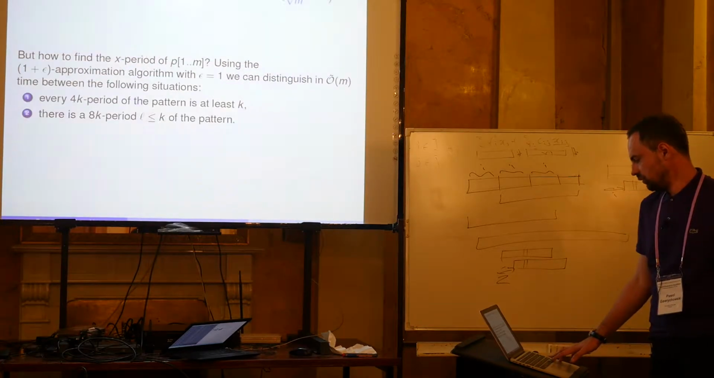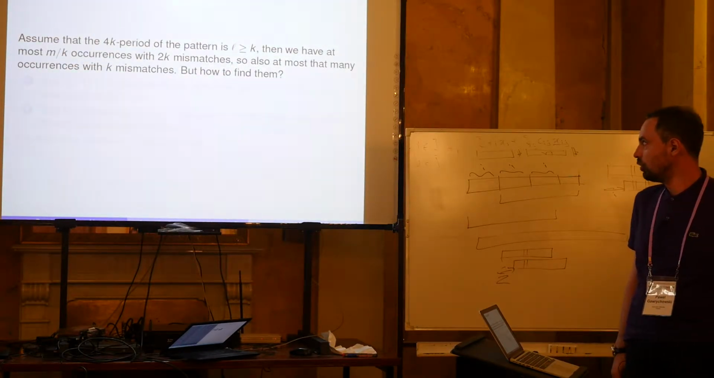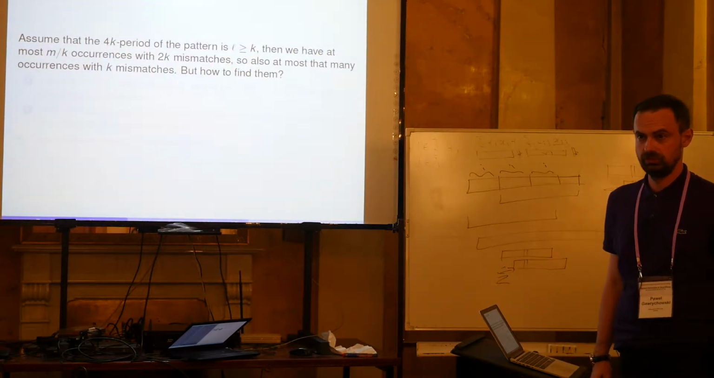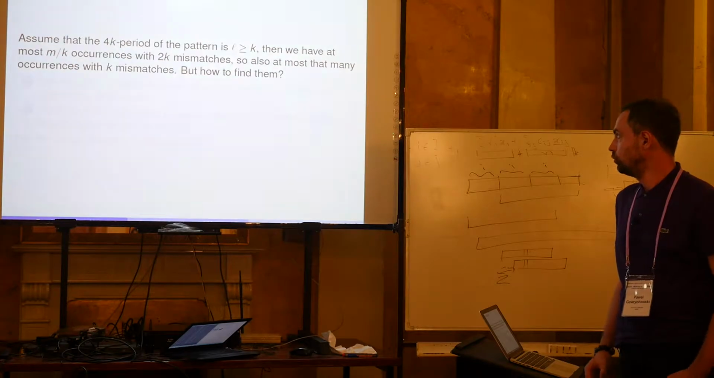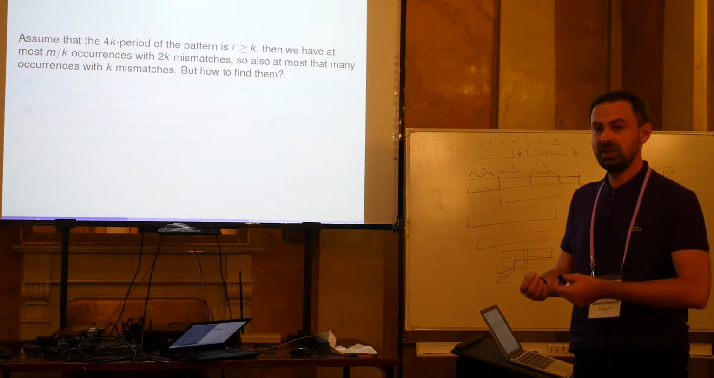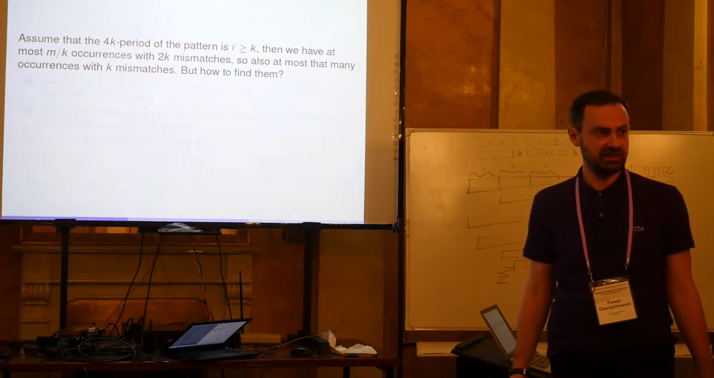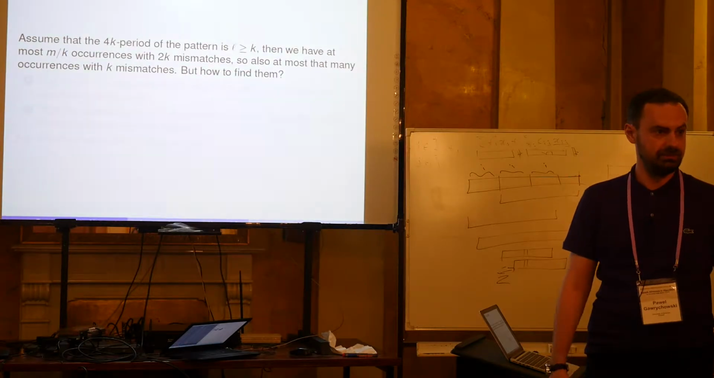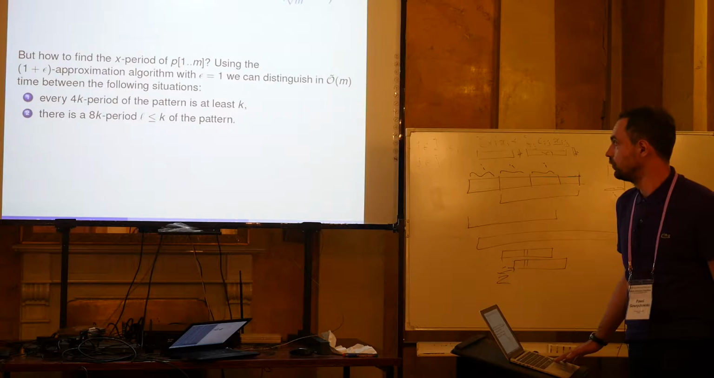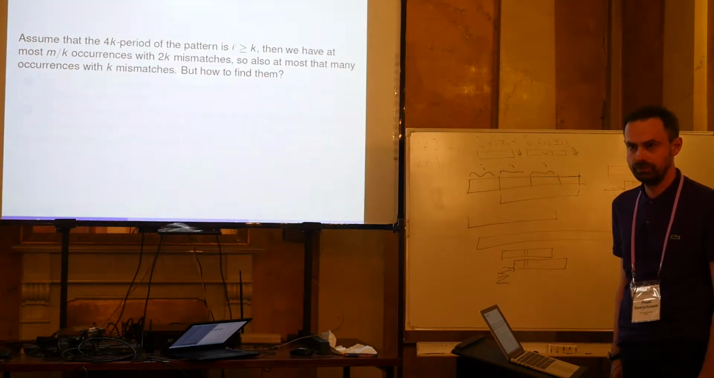Okay. So let's look at the first case, when we know that the 4k period of the pattern is large. Okay? So when you look at all possible occurrences of the pattern with 2k mismatches, they're not too close to each other. They are at distance at least L, which is at least k. So 4k period is at least k, and I will use L to denote its exact value.